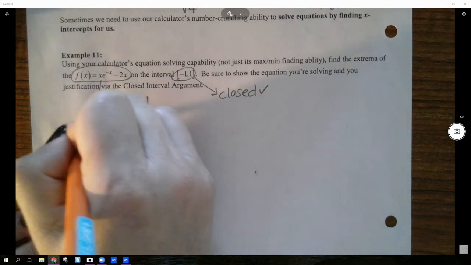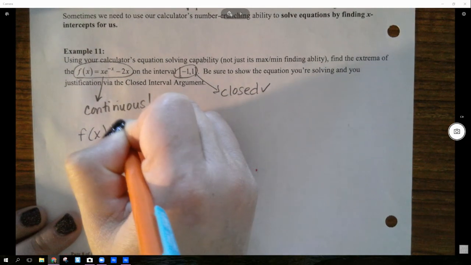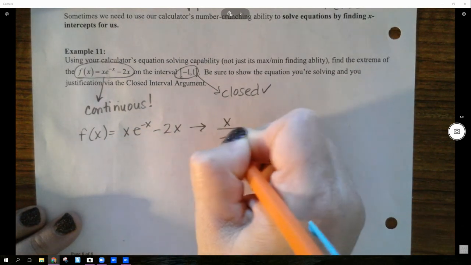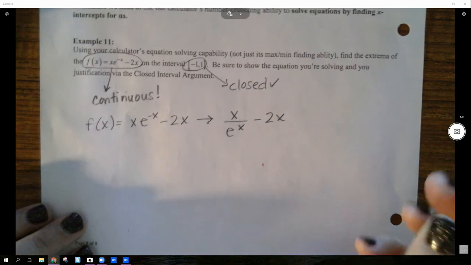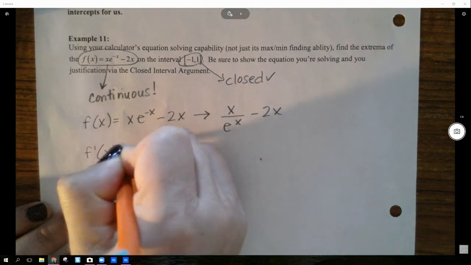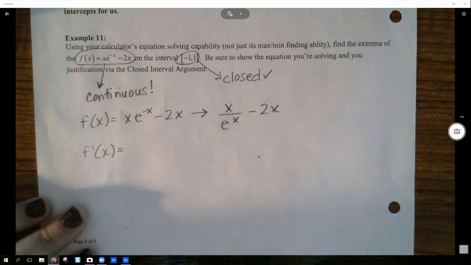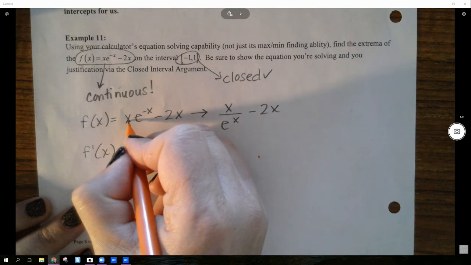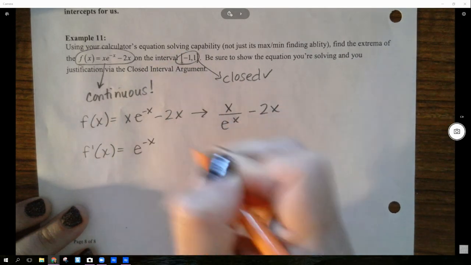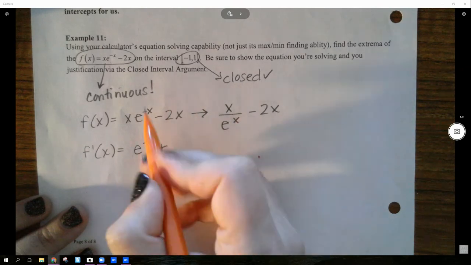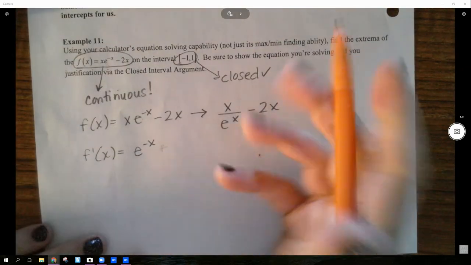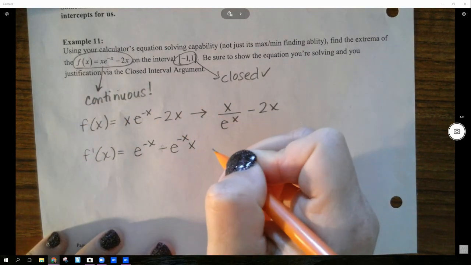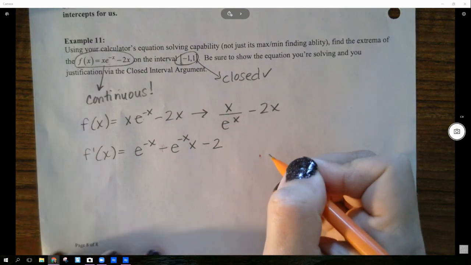And so if we rewrite this, well, let's see, f of x is going to be x e to the negative x minus 2x. We could write that as x over e to the x minus 2x like that. When you take the derivative of this, what do we get? Let's see, I'll do product rule. So this will be the derivative of x times e to the negative x, which is e to the negative x, plus the derivative of this, which is going to be negative e to the negative x times x, like that. And then the derivative of minus 2x is just minus 2.